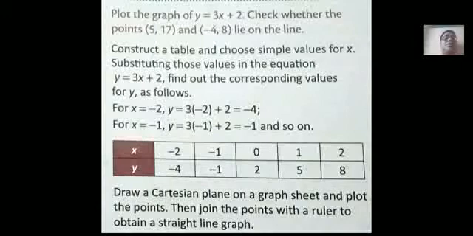Similarly, find out x is equal to -1 and simplifying we are getting -1. X is equal to 0, y is equal to 3 into 0 plus 2, which is 2. Similarly, 1, 5, 2, 8, etc. These are the corresponding values of y for different values of x. Now draw this Cartesian plane on the graph sheet, plot these points and obtain the graph.